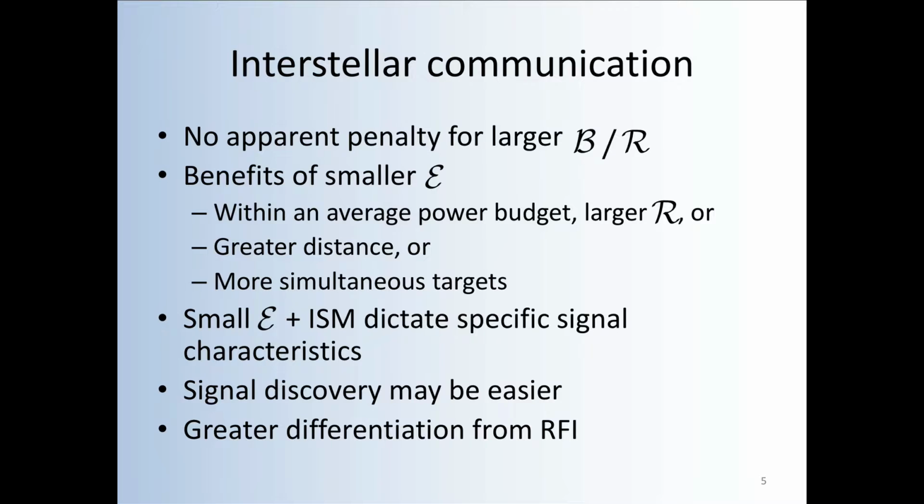It may also be that signal discovery is easier, as we'll see later on. That's not obvious now. And also there is greater differentiation from RFI. The reason for that is that since the objectives are so much different from terrestrial communications, the kinds of signals we use turn out to be quite different, and that makes them look more distinctive from radio frequency interference.